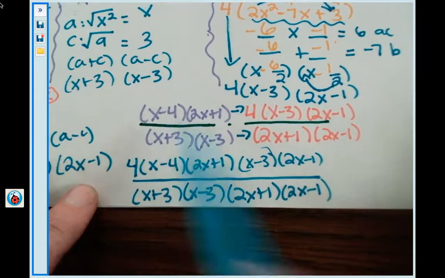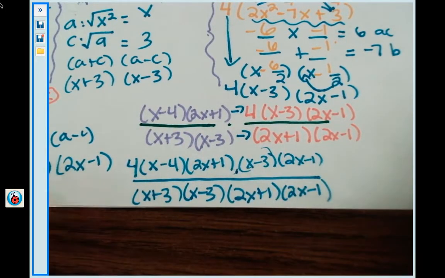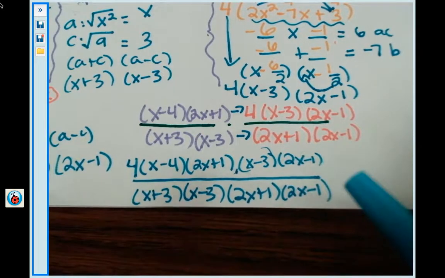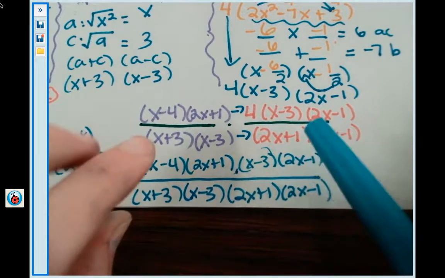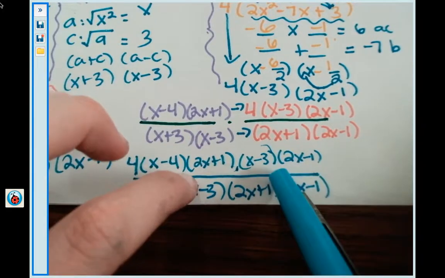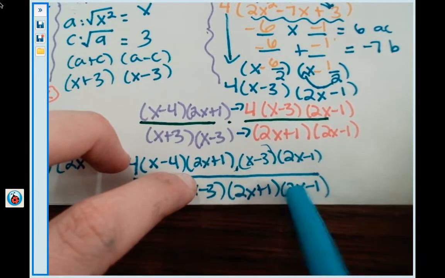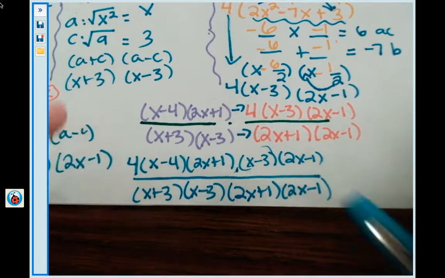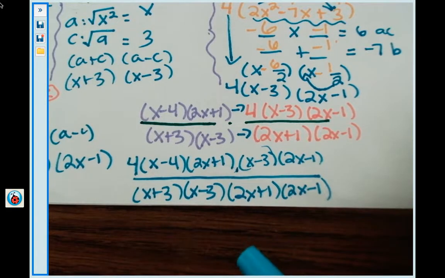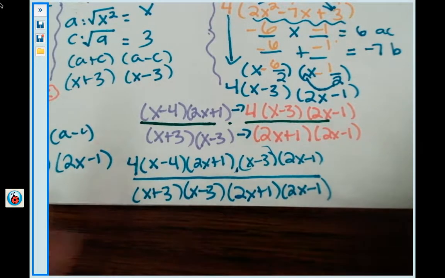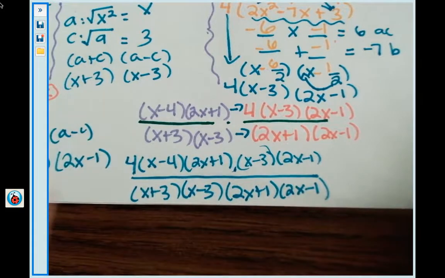Alright, so we wrote all the numerators on one line and all the denominators on one line. And now we just need to simplify this down. So I'm looking for terms that are both in the numerator and the denominator. It can't be just two terms on one side. If there's two terms in the numerator or two terms in the denominator that are the same, they won't cancel out. They have to have one in the numerator and one in the denominator.